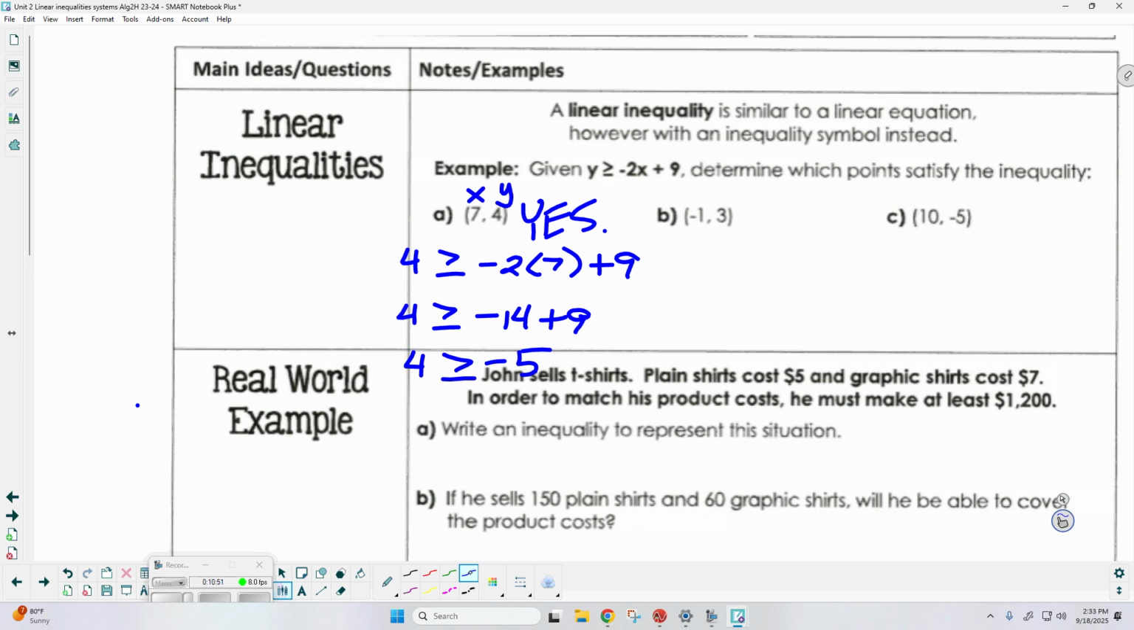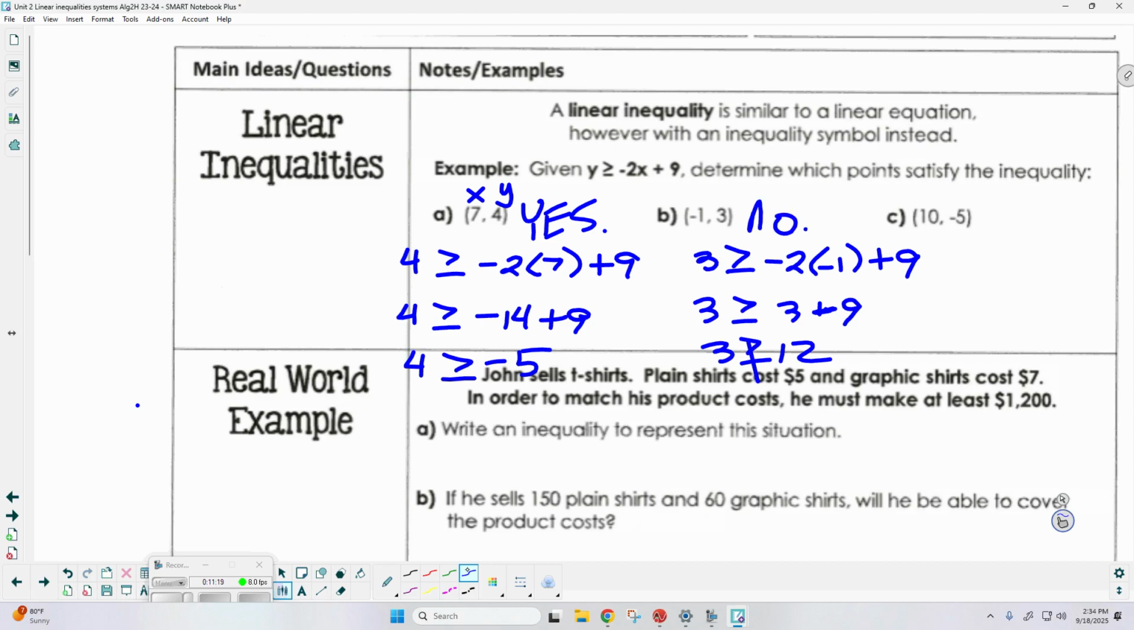Okay. We want an ordered pair that makes it true. Well, let's try B. So this time, y is greater than or equal to negative 2x plus 9, that's 3 greater than or equal to negative 2 times negative 1 plus 9. So let's see here. 3 is greater than or equal to 3 plus 9. Well, is 3 greater than or equal to 12? No. So that is not a solution.